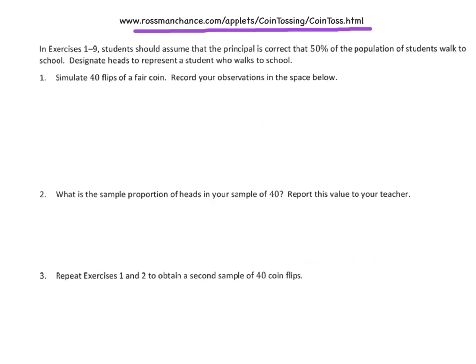If you go there, you might be there for a little while, because surely there are a lot of toys to play with. But we are going to assume that the principal was correct here, that 50% of the population of students do walk to school, and we're going to designate heads to represent that a student walks to school, and by virtue then tails would be a student who doesn't walk to school. We're going to flip a coin 40 times and write down our results here. So I'm going to go grab a picture of my simulation and bring it back in.